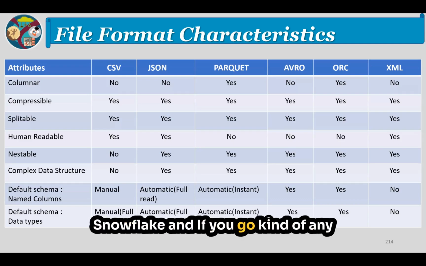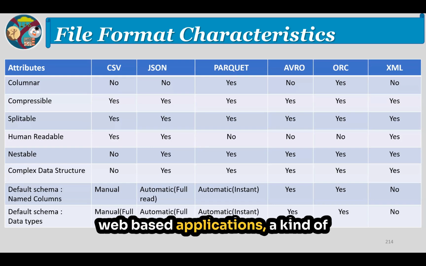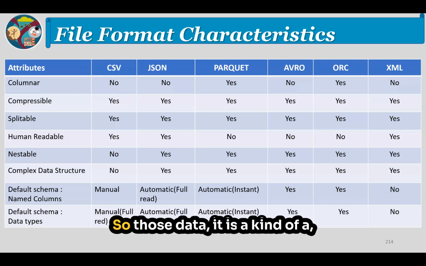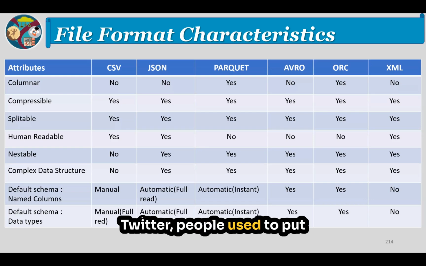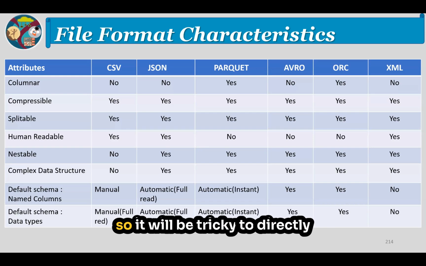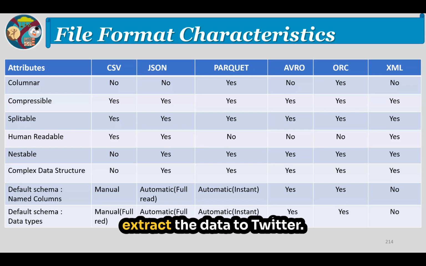And if you go to any web-based applications, like Twitter or Facebook, that data is not even semi-structured. It is a combination of all kinds of data, I mean to say images. For example, on Twitter, people put comments also. So it will be tricky to directly extract the data in a particular format and load it into Snowflake.